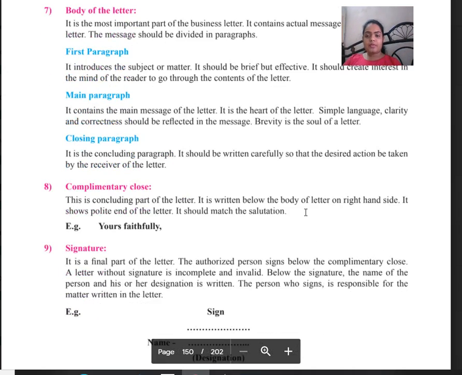Then next we have the complimentary clause. It is the concluding part of the letter. It is written below the body of the letter on the right hand side. It shows the polite end of the letter. It should match the salutation. Yours faithfully. Basically, we write yours faithfully and a comma.